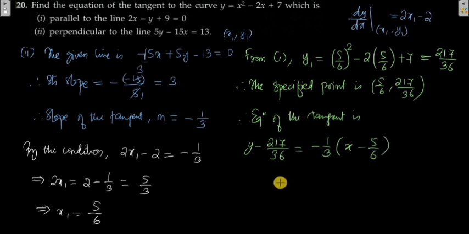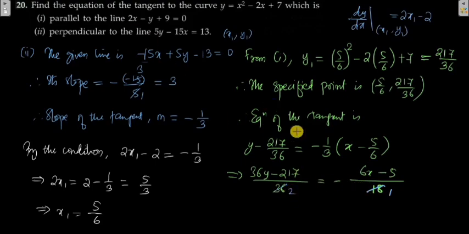Now what we can do, we can simplify out here. When you simplify this, 36y minus 217 whole divided by 36 is equal to minus, when you simplify this, you get 6x minus 5 by 18. So what you can do here, you can do the cancellation. For example, 18 ones are 18, 18 twos are 36. So bring this 2 out here.